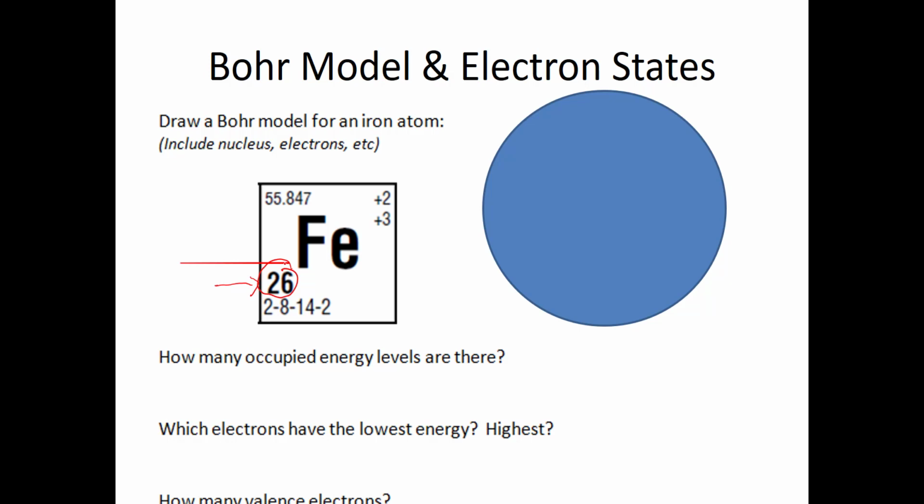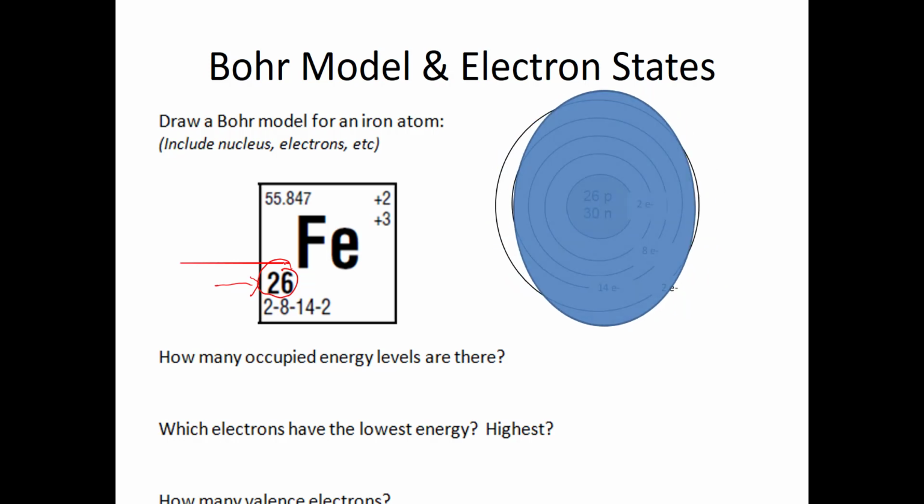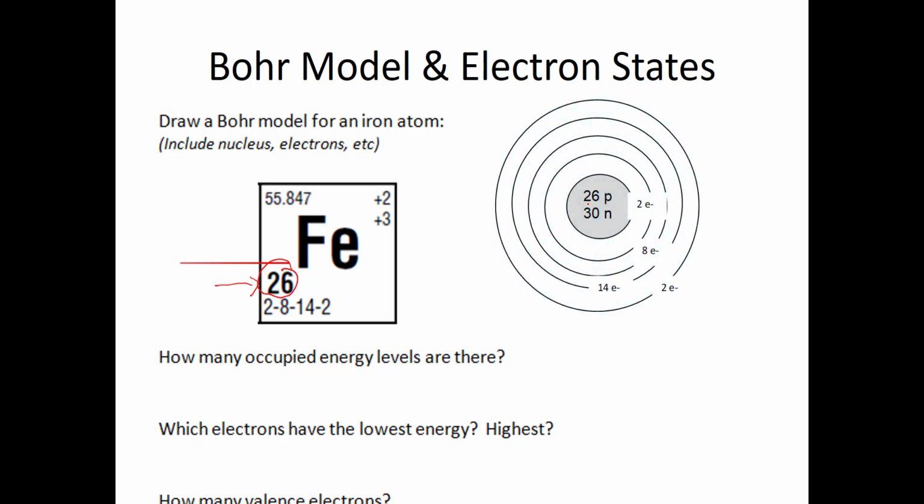And where are the protons located? They're located in the nucleus. So as we draw this, we need to make sure that we have 26 protons in the nucleus. In this case, you can just put 26p. Then the next thing I have to figure out is how many neutrons are found inside of the nucleus. Well, 55.8, I'm going to round that to a nice 56, because you can't have half a neutron, so we're going to have 56. 56 minus 26 gives us 30 neutrons. So there's my nucleus all put together.